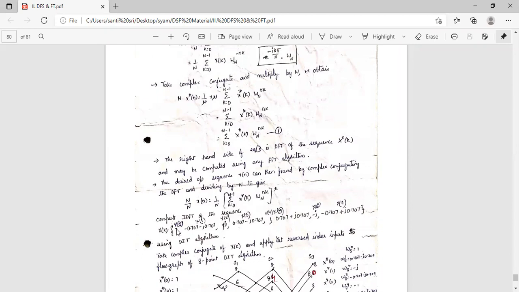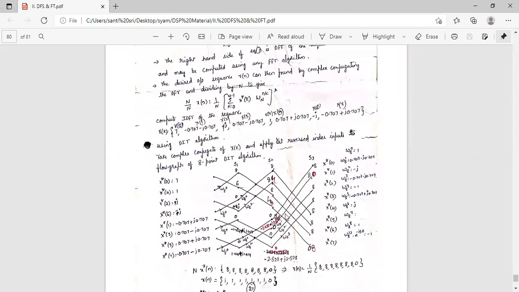So compute IDFT of the sequence. So x of k equal to 7. This is x of 0, x of 1, x of 2, x of 3, x of 4, x of 5, x of 6 and x of 7 values are given like this. We have to compute the IDFT of the sequence using DIT algorithm, decimation in time algorithm.